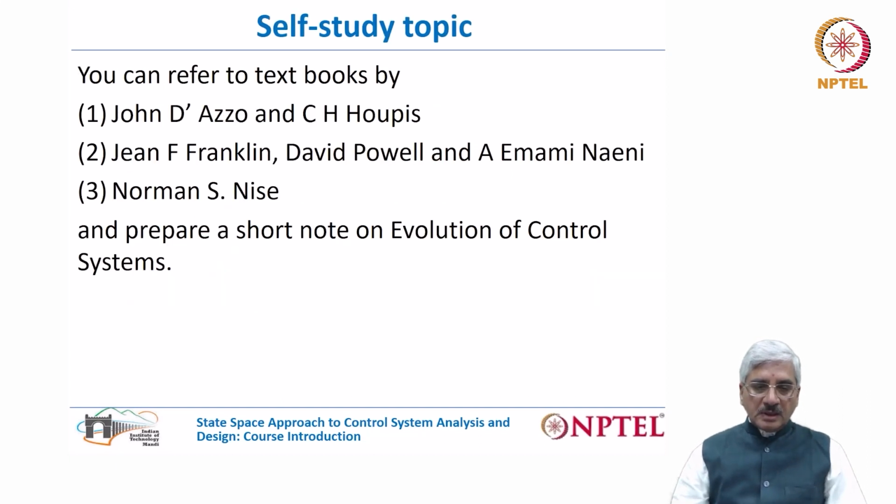As a self-study topic based on whatever we have done so far, I suggest that the students should refer to the textbooks by Jean D'Azzo and C.H. Houpis, another textbook by Gene F. Franklin, J. David Powell and Abbas Emami-Naeini, or the textbook by Norman S. Nise, and prepare a short note on the evolution of control systems.